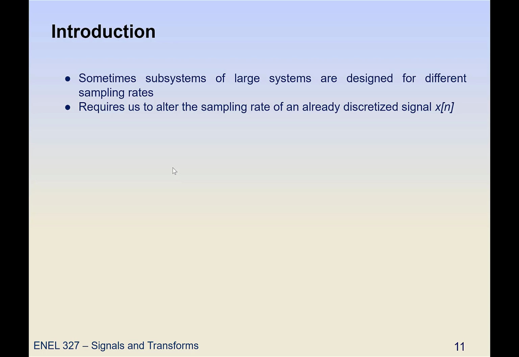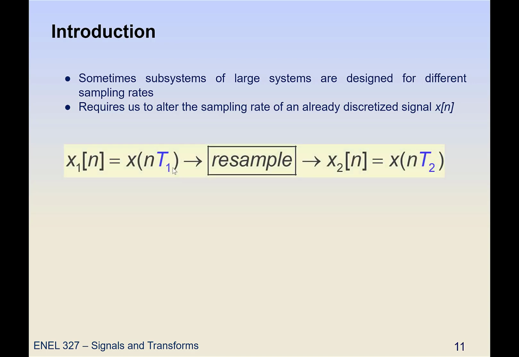subsystems are designed for different sampling rates. So some of them are really high quality, some of them are really low quality, and you need to switch back and forth between those sampling rates. That requires us to alter the sampling rate of an already discretized signal.